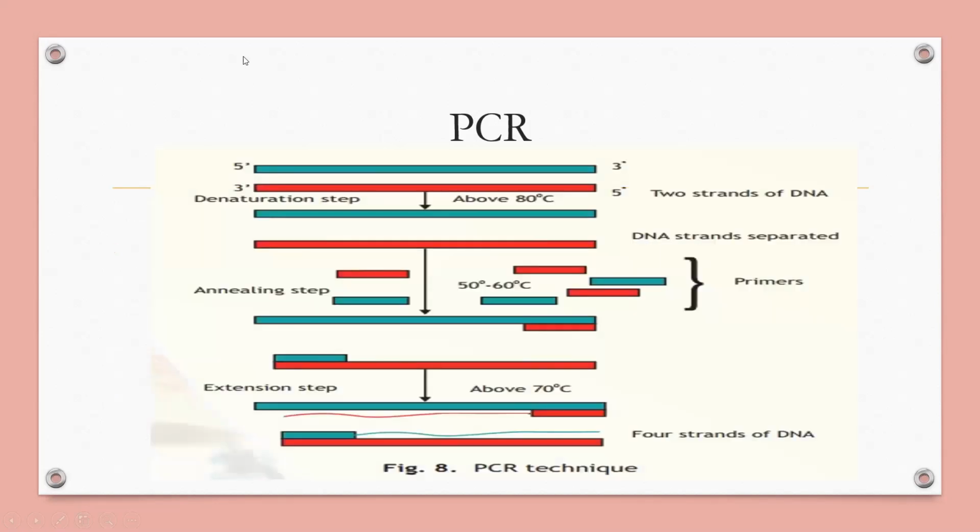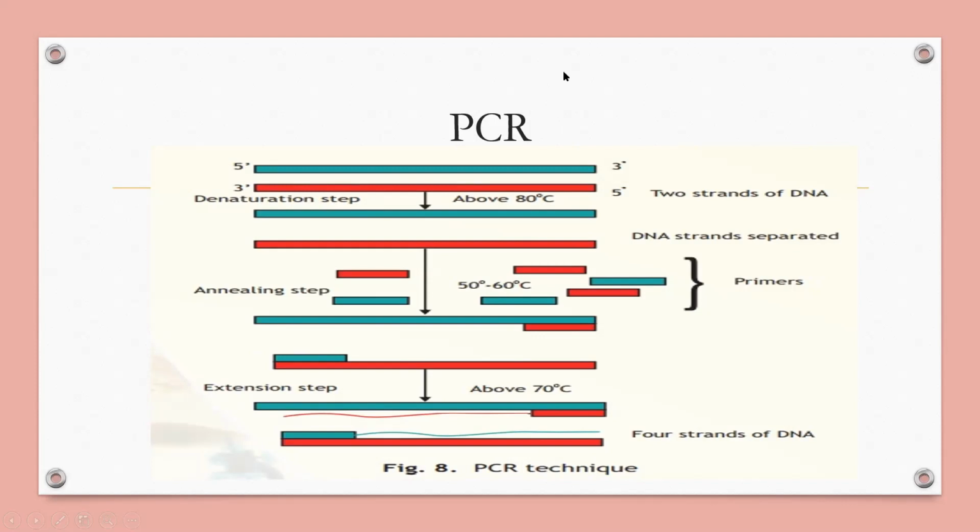First step, denaturation step. First, you take DNA fragments. This is the 5' end, this is the 3' end. This is the OH group, hydroxyl group. This is the phosphate group, P means phosphate group. You take two strands of DNA.